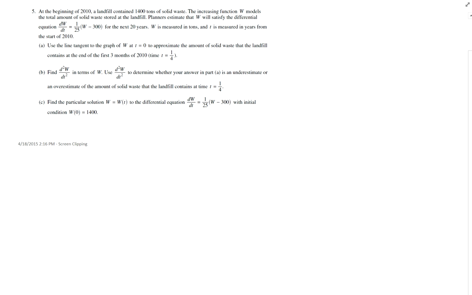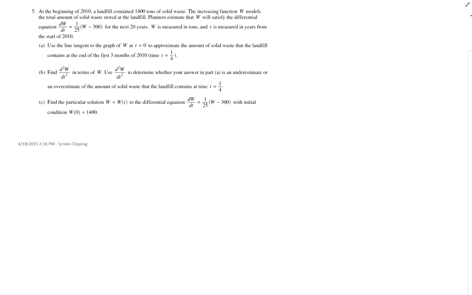2011, number 5. At the beginning of 2010, a landfill contained 1,400 tons of solid waste. An increasing function W models the amount of solid waste stored at the landfill. Planners estimate that W will satisfy the differential equation dW/dt is 1/25 (W minus 300) for the next 20 years. W is measured in tons, t in years from 2010.